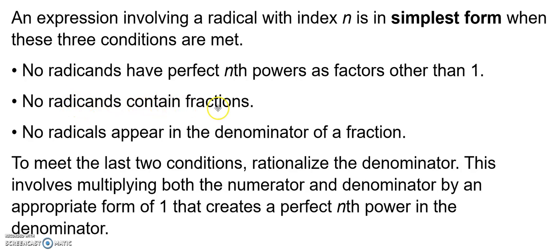No radicands can contain fractions. So are there fractions within the radicals? If there are, we need to get rid of them. This relates to the third one, which is no radicals appear in the denominator of a fraction. That's where rationalizing comes in. That's what we're talking about here. So it depends on the scenario, but either way, in order to rationalize the denominator, it's going to involve multiplying both the numerator and denominator by something that is going to create a perfect nth power of the denominator. I know that's a lot of words. Let's see this in action.